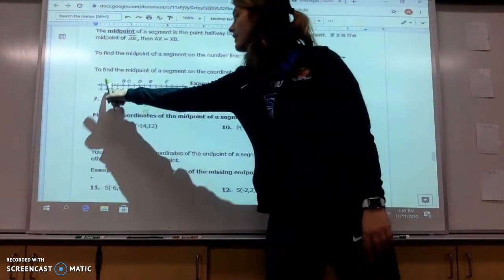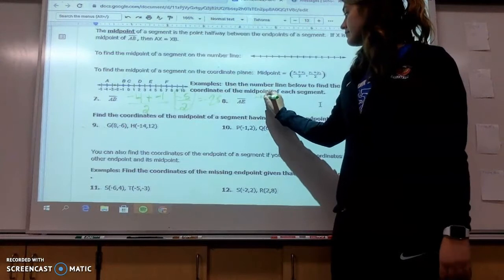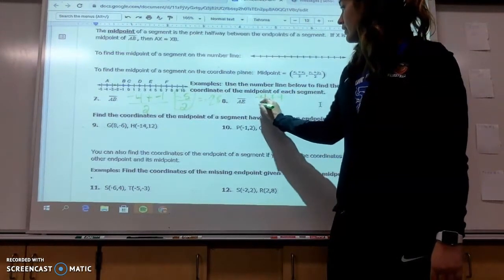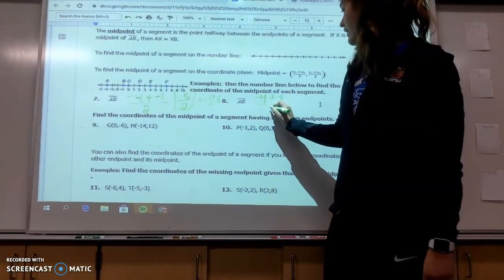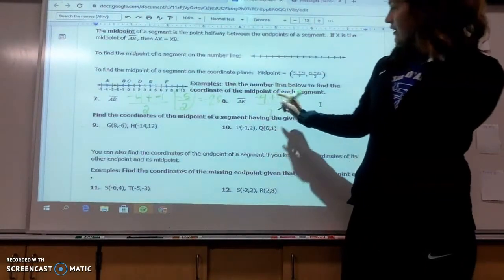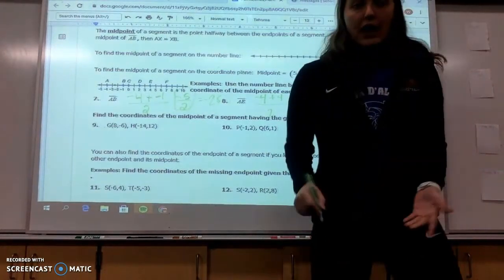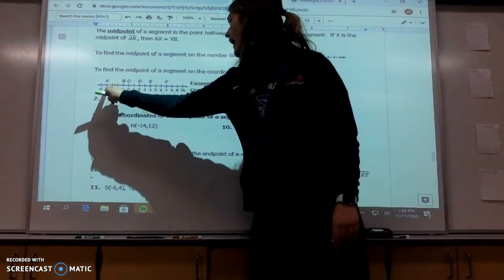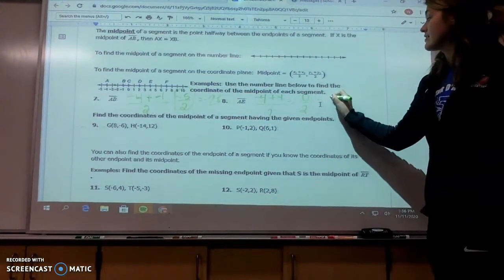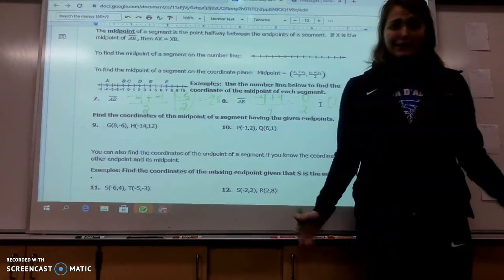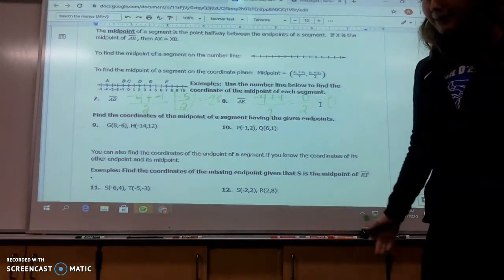AE. So we have -4 is my A, plus my E, which is 4, divided by 2. Negative 4 plus 4 is 0 divided by 2. So I know that my midpoint between point A and point E is 0. All right, this is the easiest stuff ever. Am I right? Yeah, I am right.